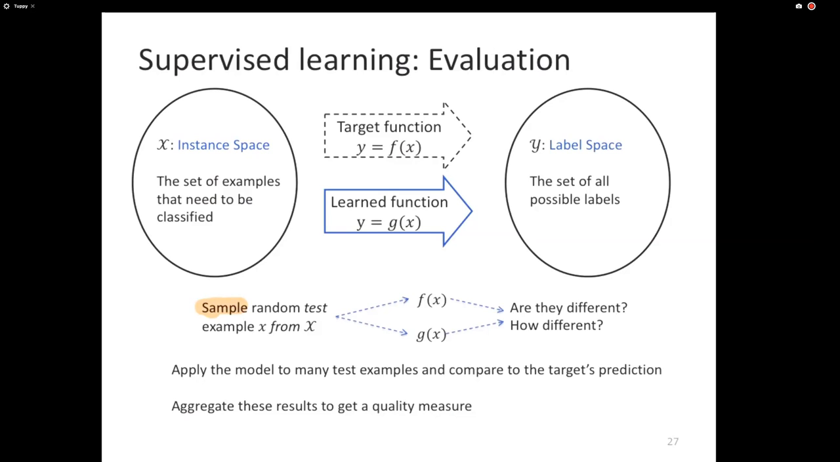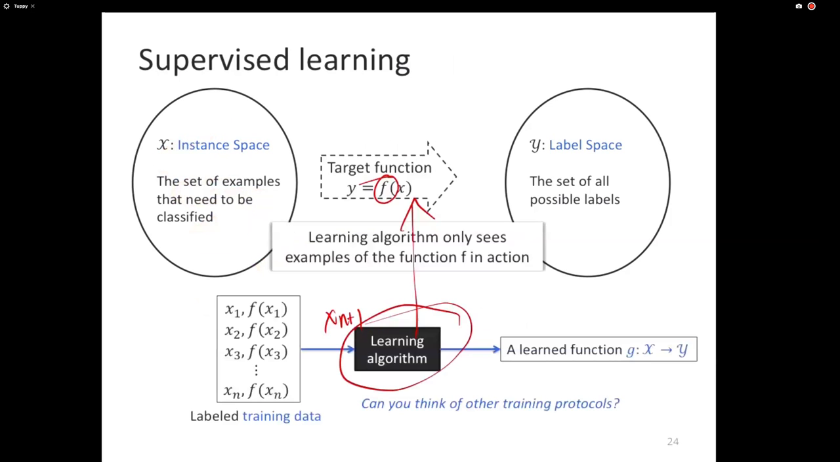Yes. Let me repeat the question. That's a good question. The question was, does the learning algorithm inside the black box on the previous slide work on the training examples one at a time? First it sees x1, then it sees x2, and so on. Or does it take the whole thing and do something with it?